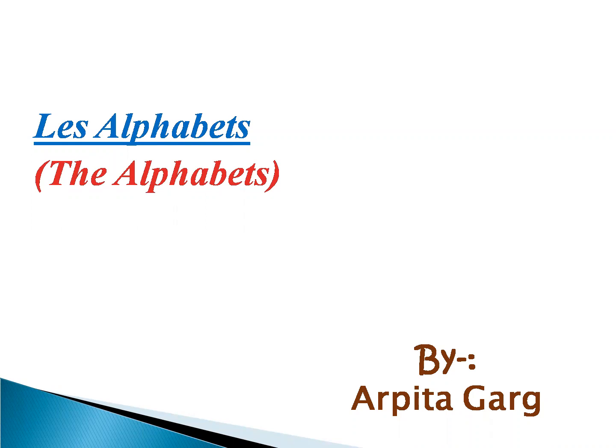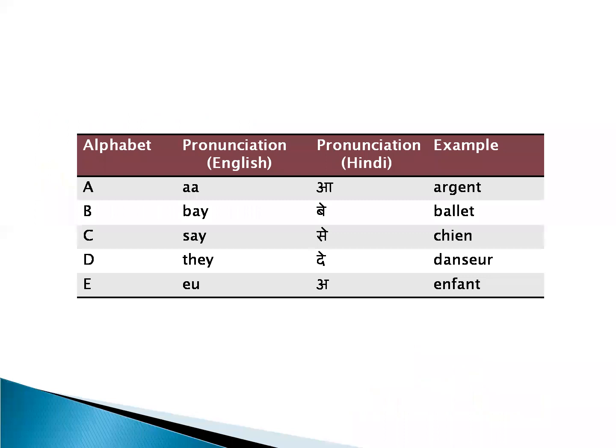Et aujourd'hui, nous allons étudier les alphabets. And today, we are going to study the alphabets. Before we begin, let me tell you that in French, we have the same 26 alphabets of English, that is from A to Z, okay? The only difference is that the pronunciation differs. So what we are going to do today is that we'll study the pronunciation of these 26 alphabets followed by one example from each. Okay, so the first alphabet is A.